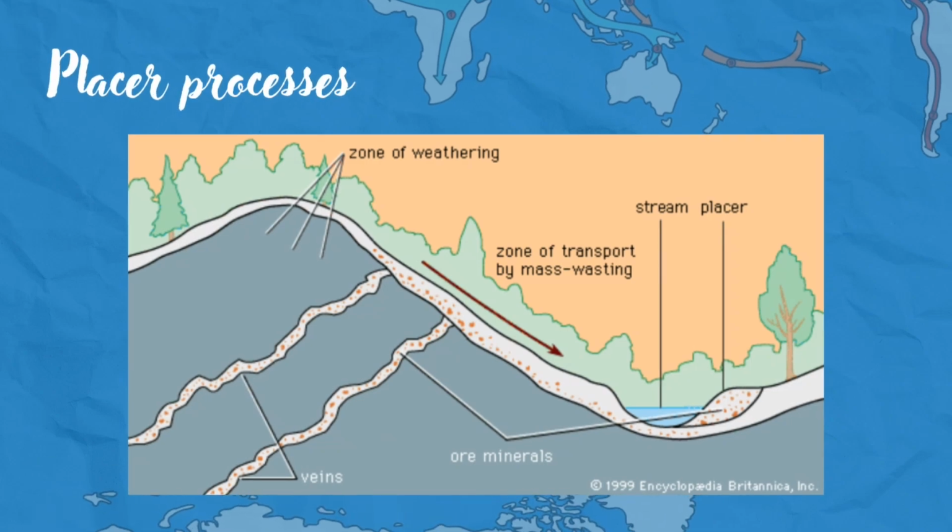Placer deposits are formed through the weathering and erosion of minerals, which break down into smaller particles over time. As shown in the diagram, the process begins in the zone of weathering where ore minerals are exposed to natural forces like wind and water. These particles are then carried by mass wasting like landslides, gravity-driven transport into streams.